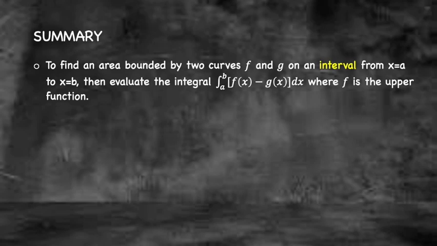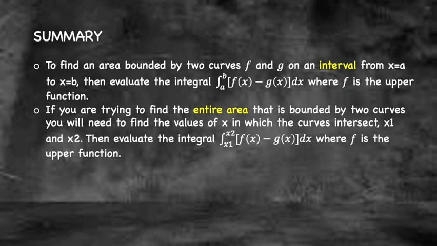So to summarize this lesson, there are 3 major takeaways. The first one: if you want to find an area bounded by 2 curves, f and g, on an interval, so you're going from a to b, you want to evaluate the integral with the limits from a to b, where you take the top function, f of x, minus the bottom function, g of x. When you are trying to find the entire area that's bounded, you need to find the intersection points first so you can see where the area that's enclosed starts and stops.